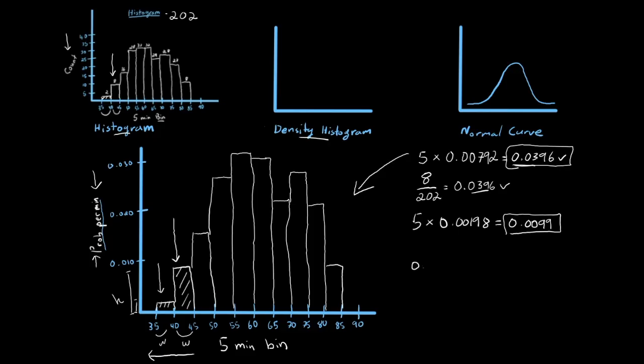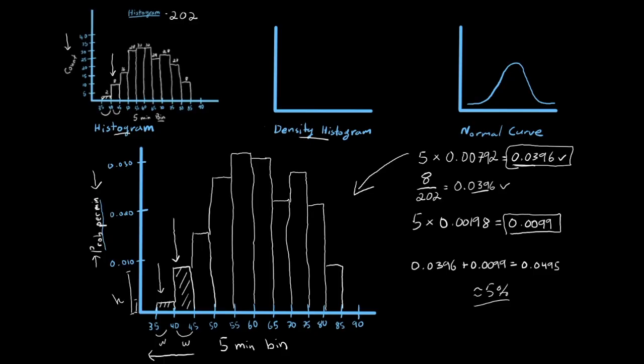So we'll take 0.0396 plus 0.0099, and that equals 0.0495, or about 5%. So there's about a 5% probability that a randomly chosen runner from our data set will finish this race in less than 45 minutes.